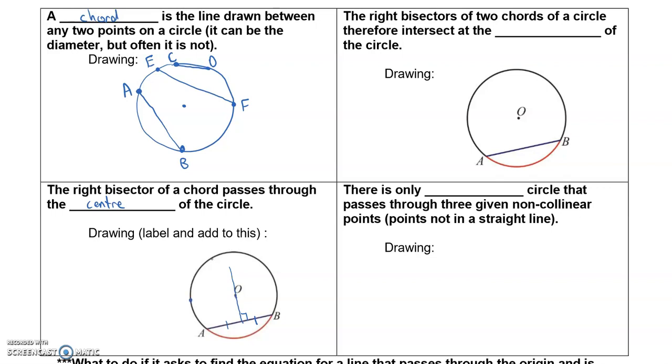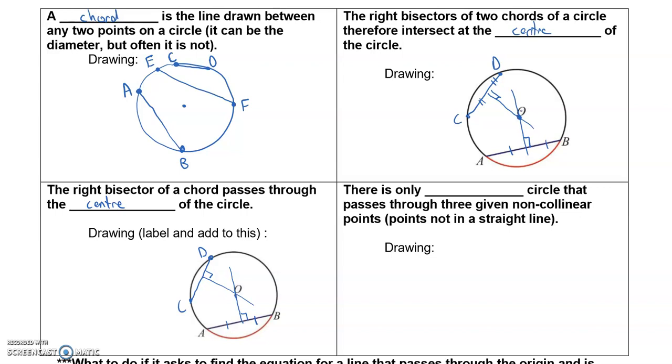So if I take another chord here, call this CD, and I draw that chord, then that also is going to pass through the center of the circle, etc. And that's actually the next point. The right bisectors of 2 chords of a circle therefore intersect at the center of the circle. So there's those chords, there's the right bisector. Just to redraw what I just had, let's say that we've got another chord CD here. That's going to bisect this line. And then those 2 lines are going to intersect at the center of a circle.